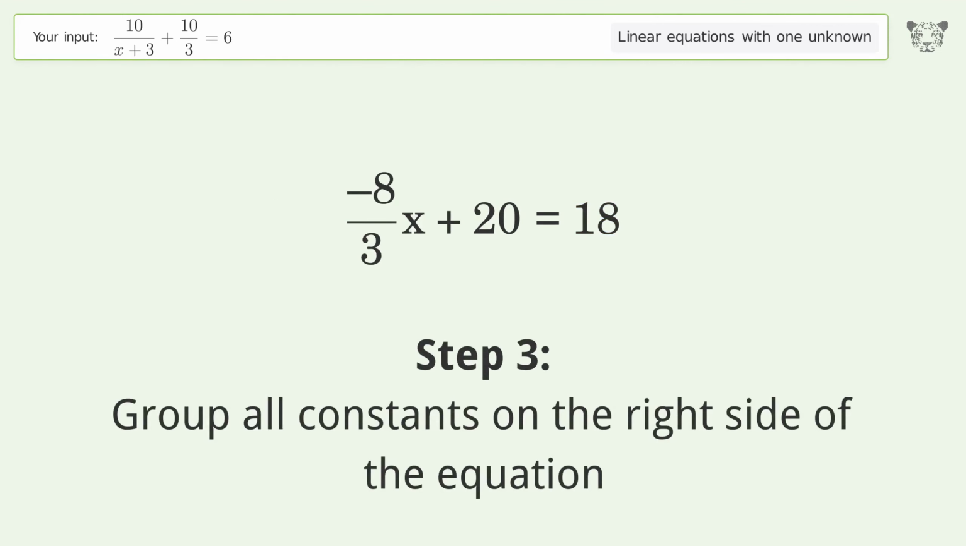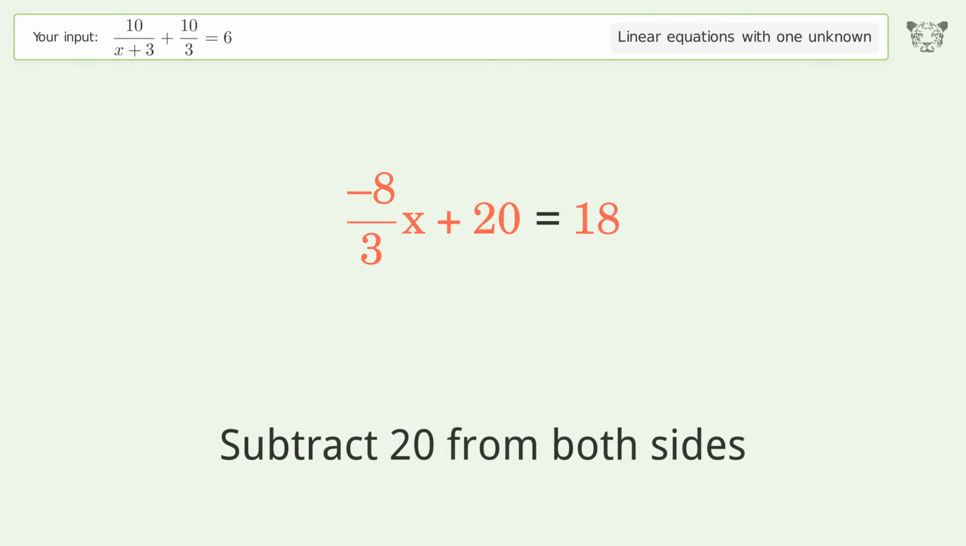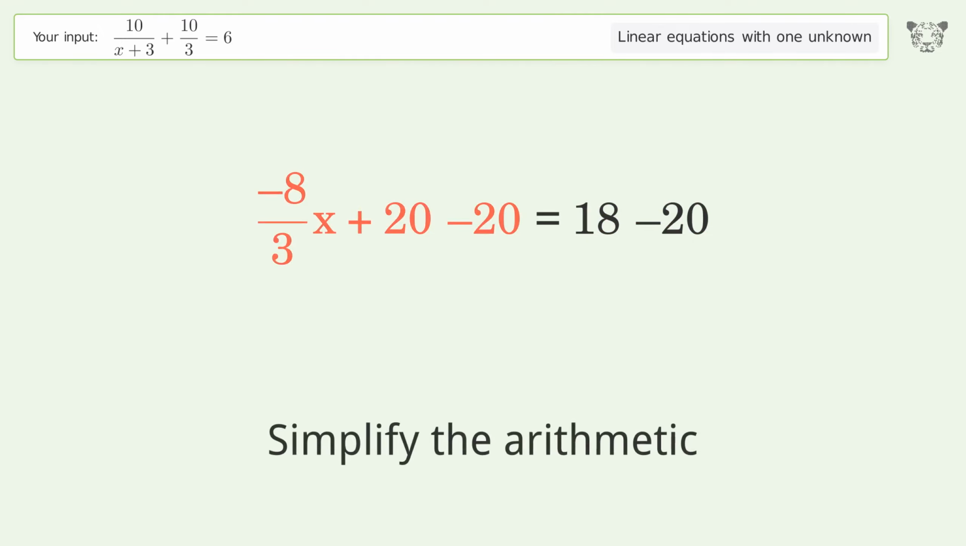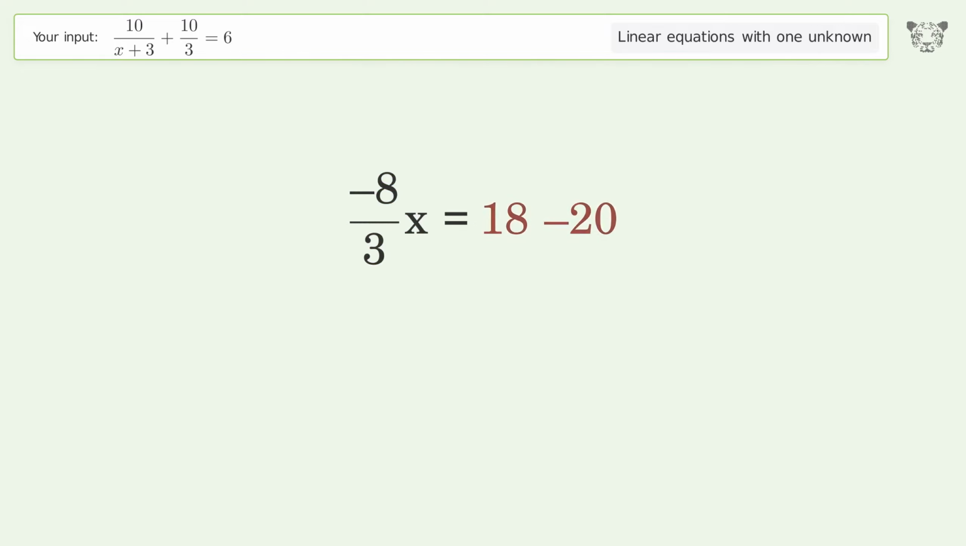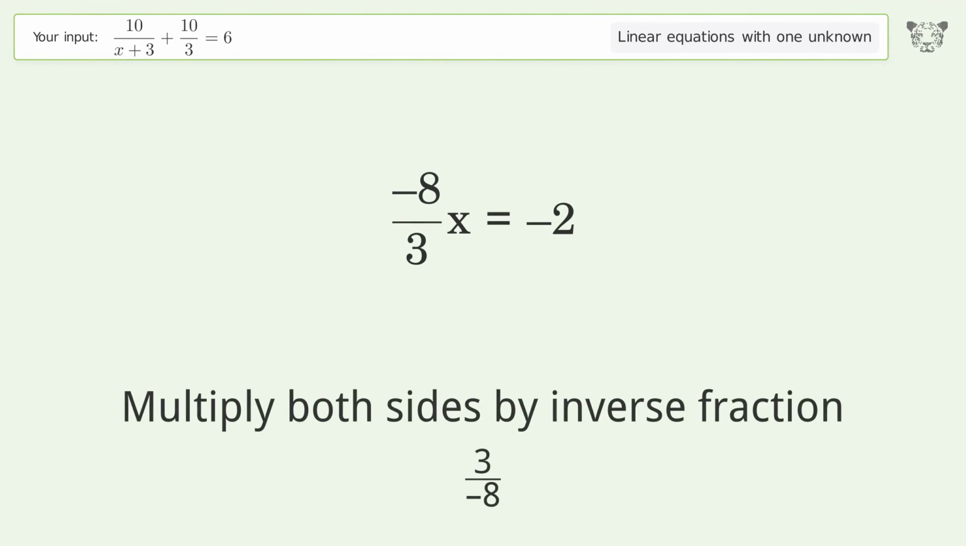Group all constants on the right side of the equation. Subtract 20 from both sides. Simplify the arithmetic. Isolate the y. Multiply both sides by inverse fraction 3/8.